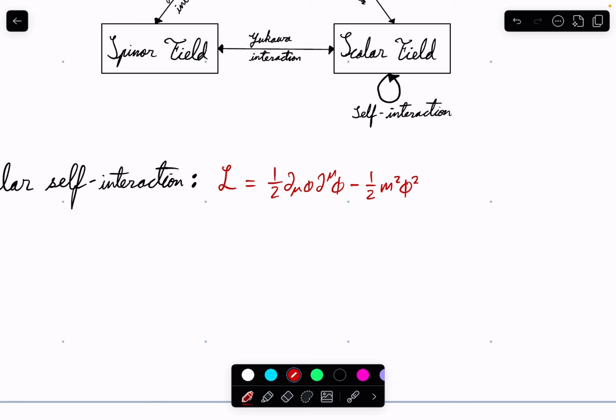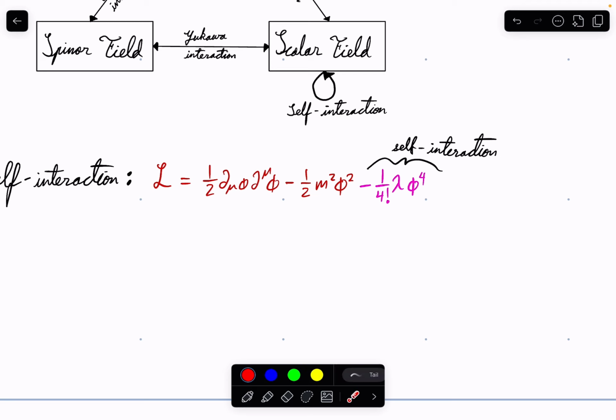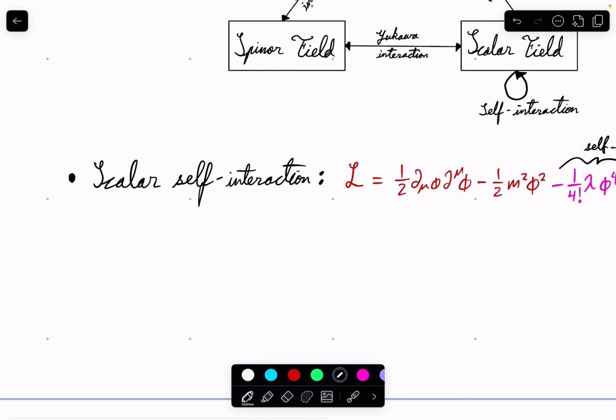But then there's a new term, and I'll write this new term in pink. 1 over 4 factorial lambda, and then phi to the fourth. This right here, that is the self-interaction. So it is the field interacting with itself. So that's one thing we will explore in future videos.